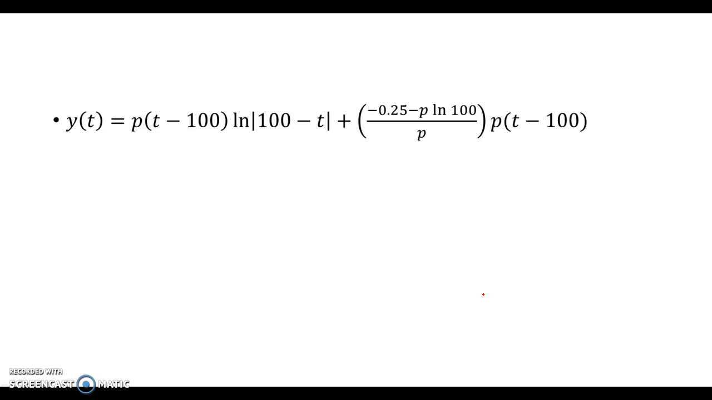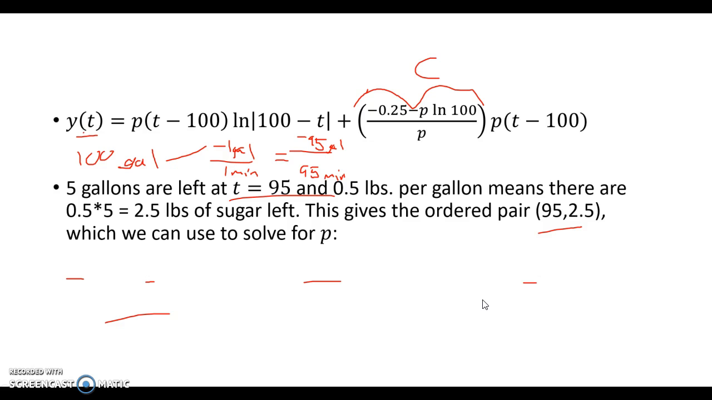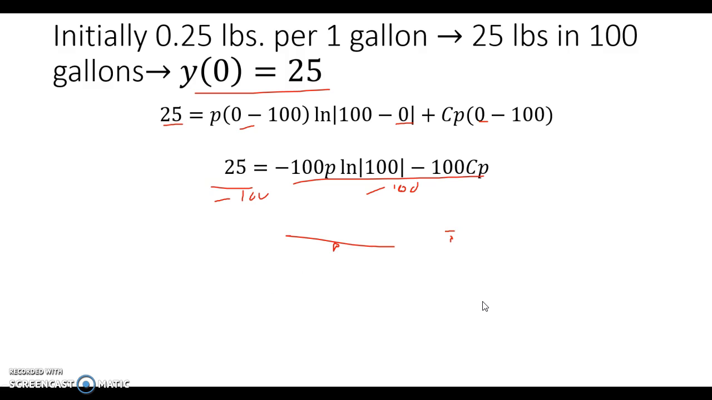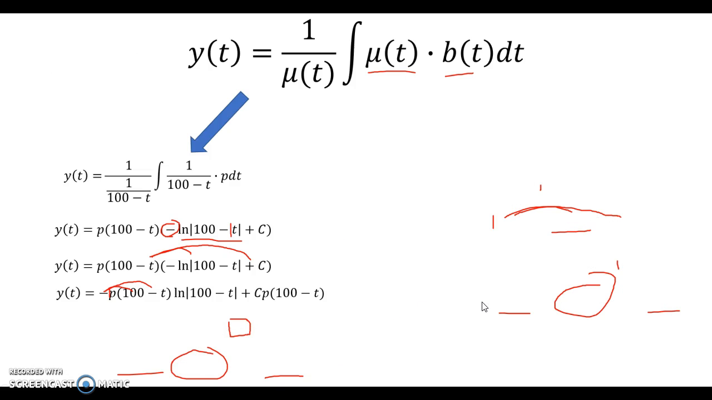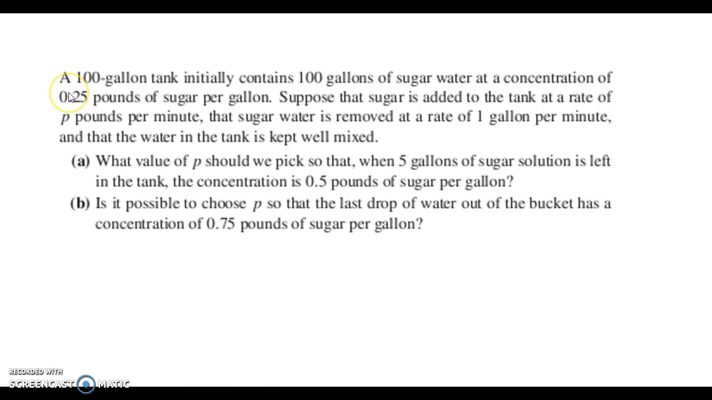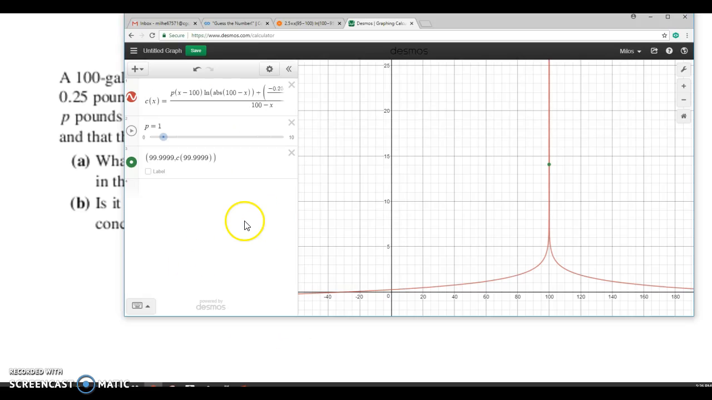So we get that. And now we also want to answer the question of, based on our equation, is it possible to get the last drop of water out of the bucket to have a concentration of 0.7 pounds of sugar per gallon? So the first thing I'm going to do is I'm just going to graph this. You can use limits on this, but it's much easier to just graph this function. And what I've graphed is our equation for the amount of sugar in there.